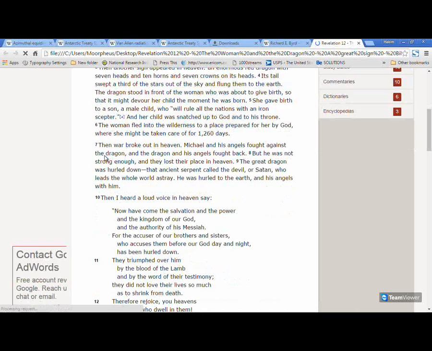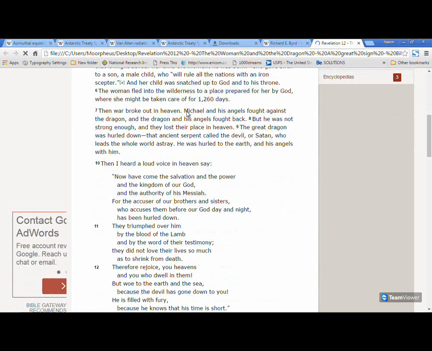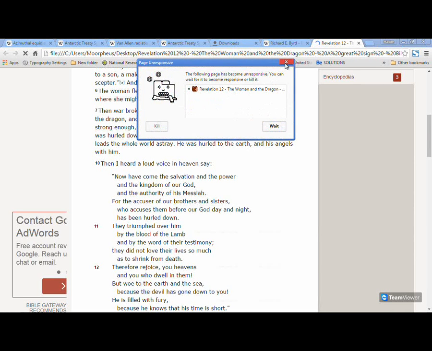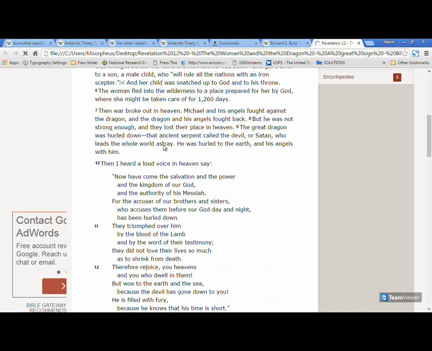I'm just going to read this again right before you look at this. All right. It said, then war broke out in heaven. Michael and his angels fought against the dragon. The dragon and his angels, remember that serpent? And you've seen the serpent tongue in NASA's logo. And it said the dragon and his angels fought back. So you see them up there trying to deploy this tether. But he was not strong enough. And they lost their place in heaven. The great dragon was hurled down. That ancient serpent, and I showed you the serpent tongue on the NASA logo, called the devil or Satan, who leads the whole world astray. I showed you all the lies and all the deception of NASA, Photoshop, all that. He was hurled to earth and his angels with him. All right, keep that in mind.